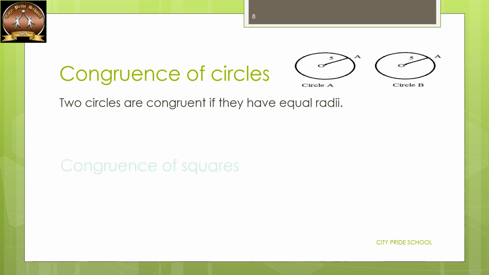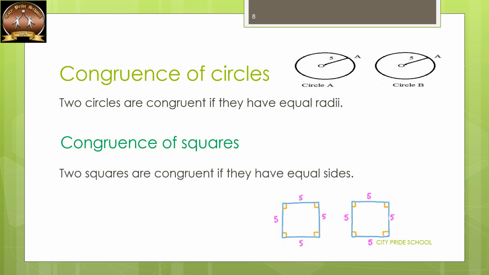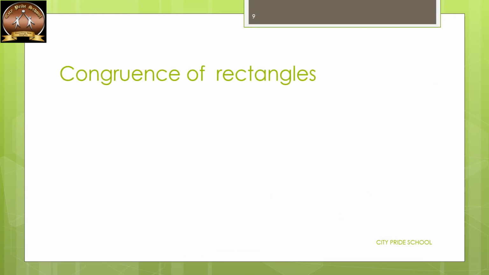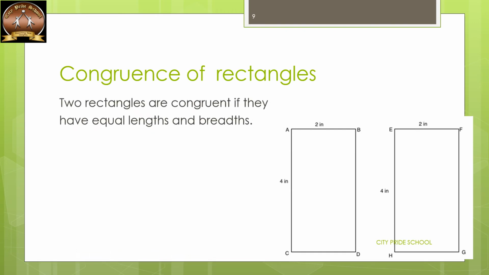Let us come to the next congruent figure, congruency of squares. Here I have taken two squares which have equal length. So I can say that two squares are congruent if they have equal sides. Now let us come to the next one, that is congruency of rectangles. Two rectangles will be called congruent if their lengths are equal and their breadths are equal. So I can say that two rectangles are congruent if they have equal lengths and breadths.